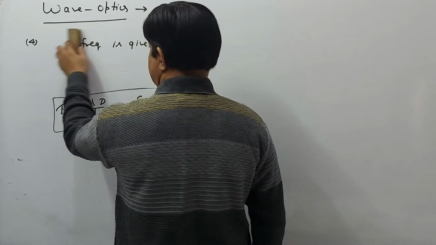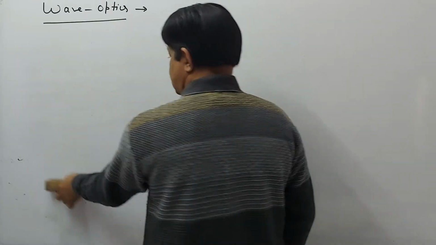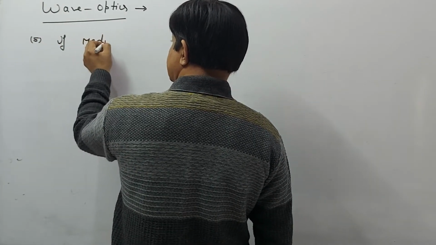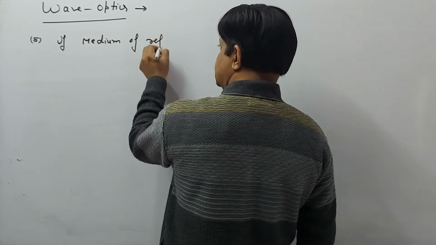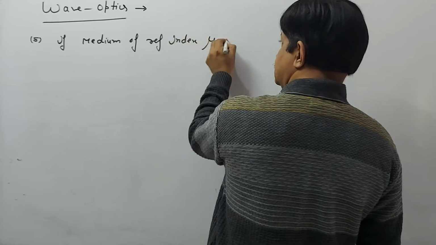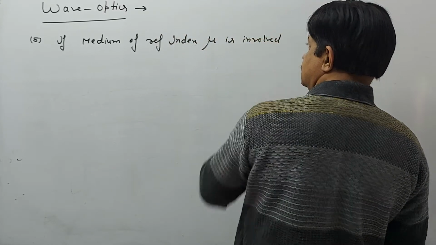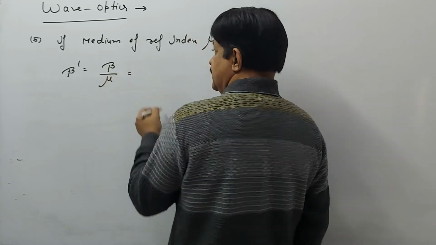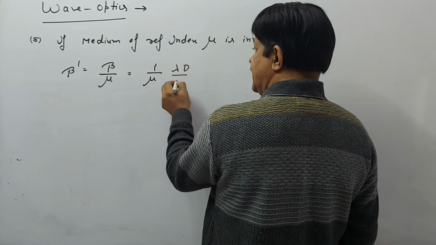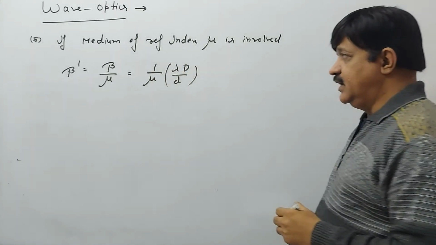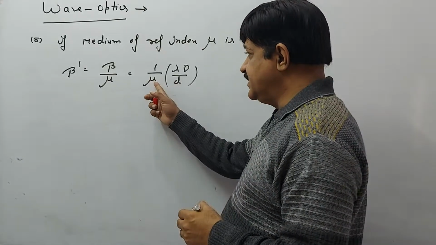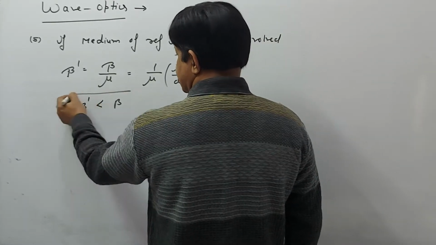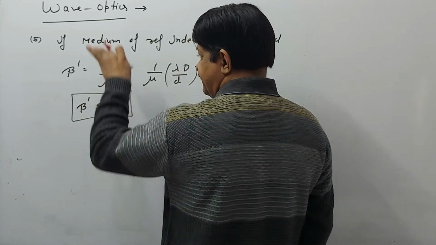Question number 5. If medium is involved, then beta dash must be beta by mu. So 1 by mu of lambda D by d. Lambda, D and d will not change. We need to insert here another parameter, and one thing is very sure that beta dash is always less than beta because refractive index is always more than 1. So medium में हमेशा fringe width कम हो जाएगा.